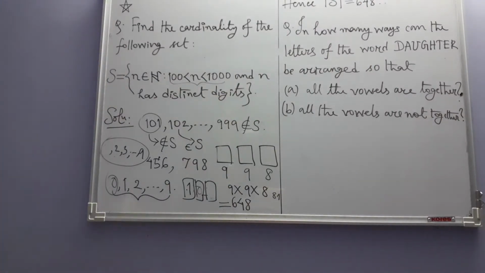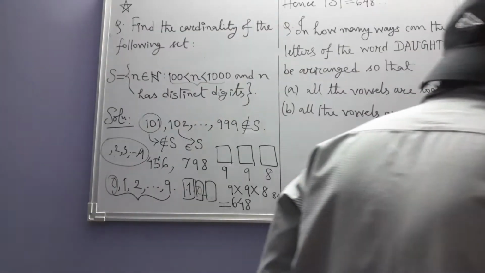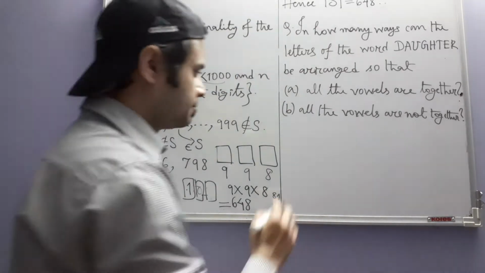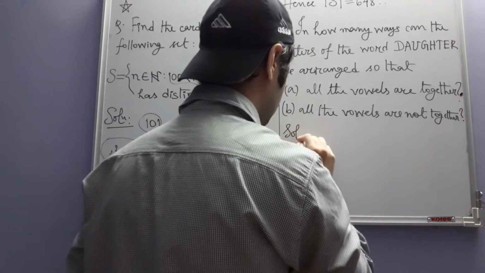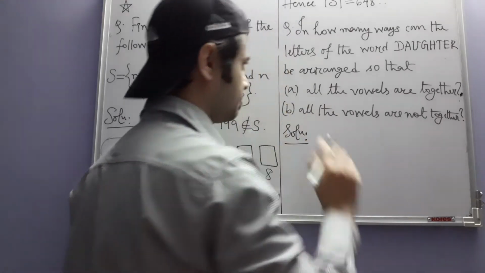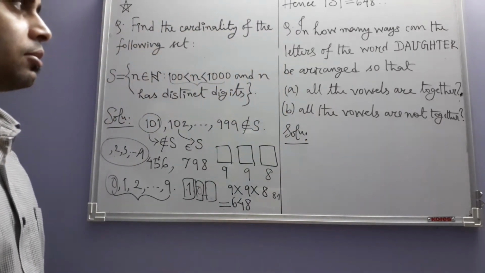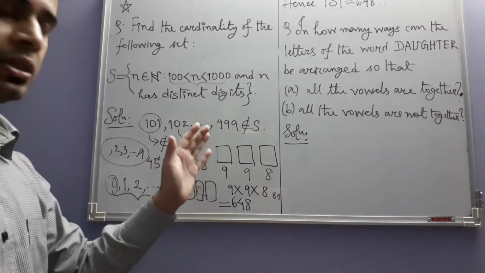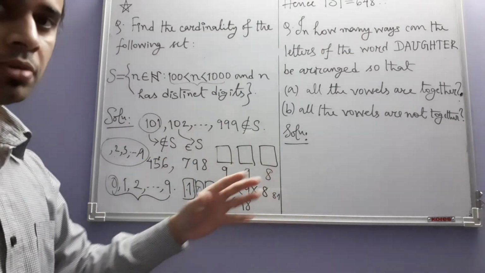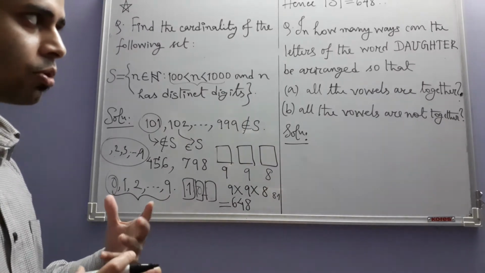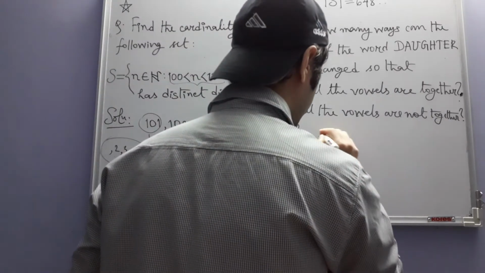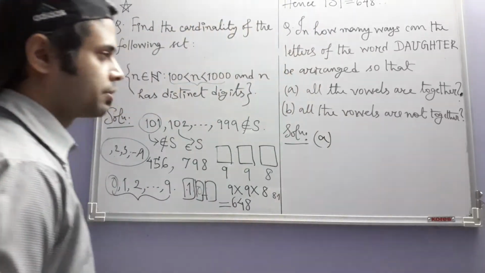Okay, so now we have a word, again a word. Here itself we will have to formulate, although we will be using the counting principle, but in a slightly more complicated way than usual. So let us look at the first part of the problem.